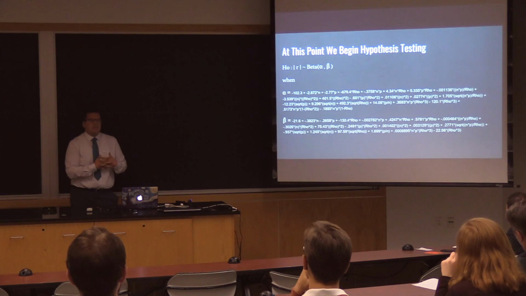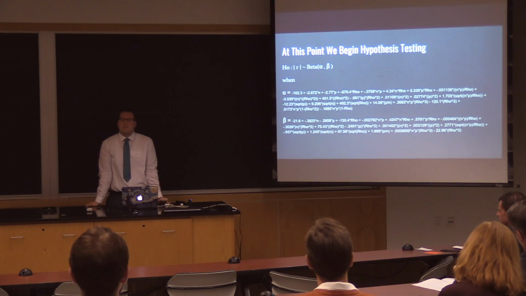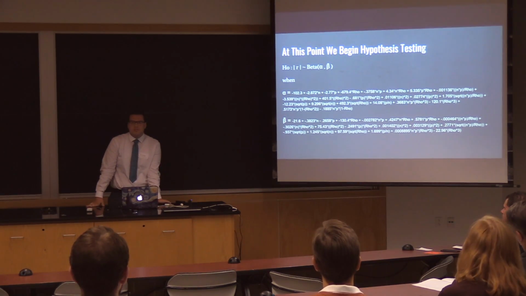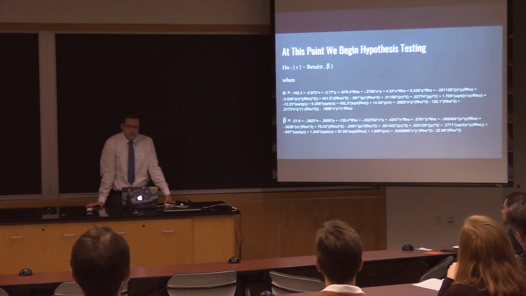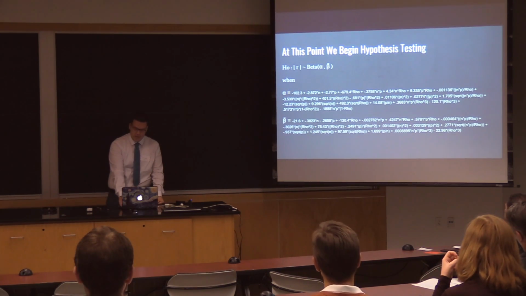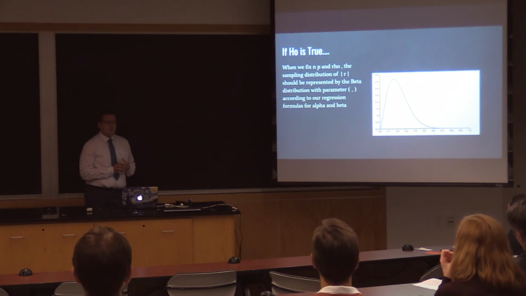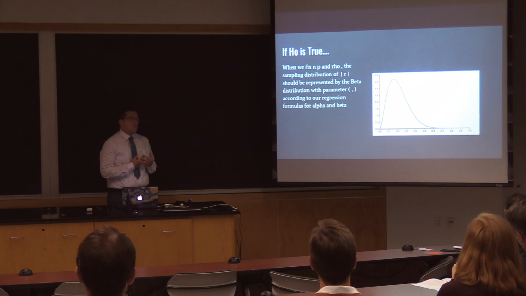So once we've created these different regression models, we're ready to begin our hypothesis testing, where our null hypothesis is that the sampling distribution of the absolute value of R can be approximated by the beta distribution, where alpha and beta, the parameters of the beta distribution, are created by these two beautiful formulas that were created by regression modeling. So if our null hypothesis is true, if we fix our values of n, p, and rho, the sampling distribution of the absolute value of R should be represented by a beta distribution that was created by our regression models.